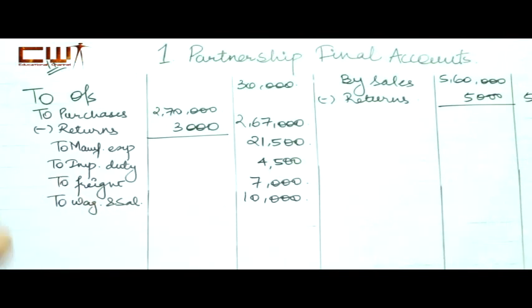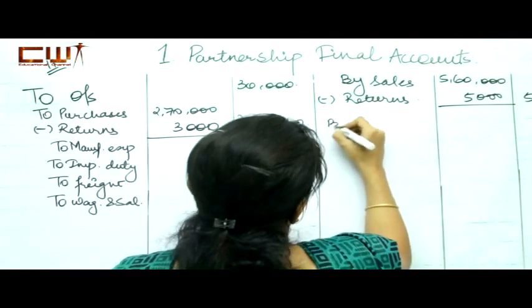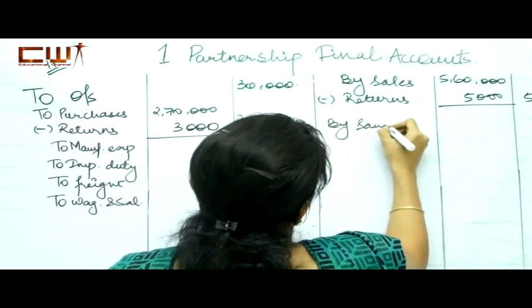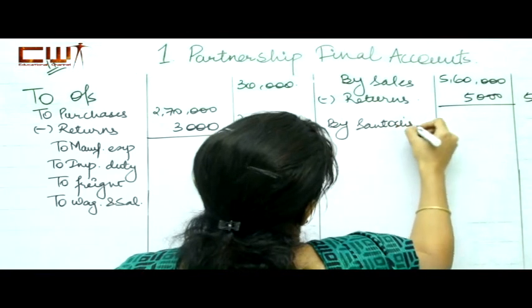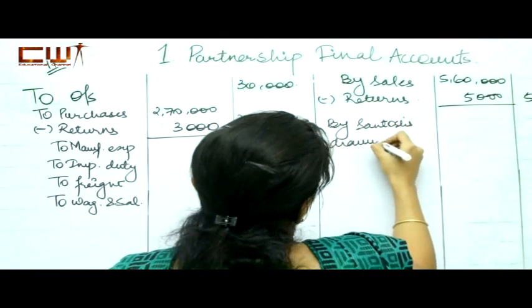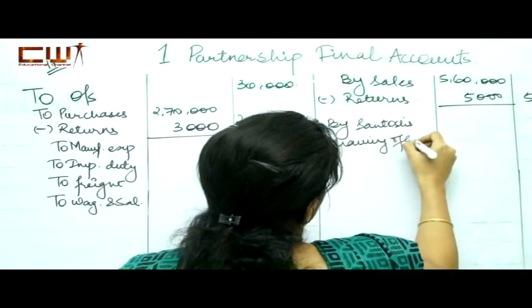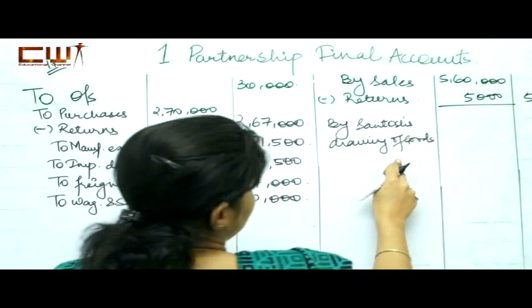Okay. Now closing stock is there. Closing stock you will mention. And one more thing, goods worth 6,000 were taken over by Santosh. So goods have become less. So you will write here, by Santosh's drawing of goods. See, goods have decreased.